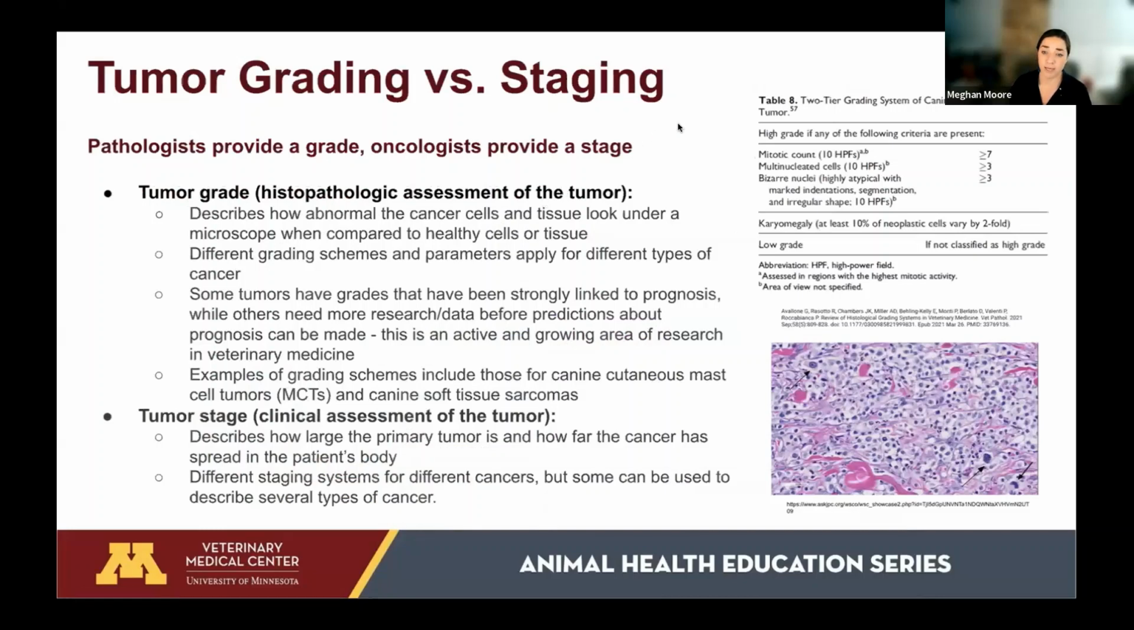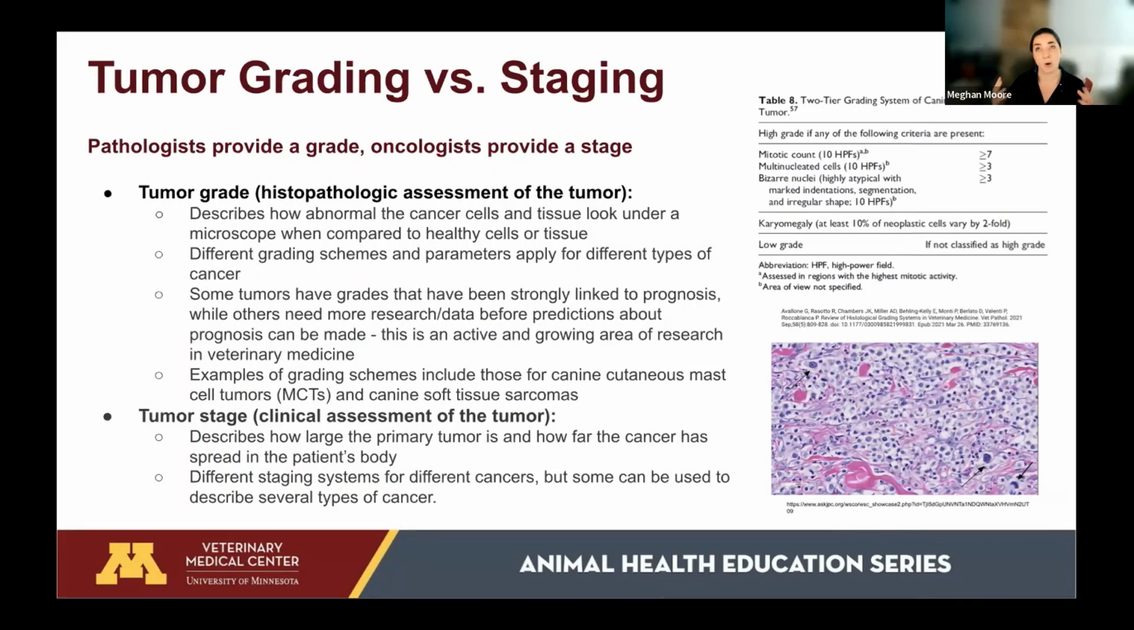So very briefly, if, unfortunately, your dog or cat or animal has been diagnosed with cancer previously, some particular types of cancer do have grading systems, so it might come with a grade. A common example of this in veterinary medicine are mast cell tumors, which tend to affect the skin, particularly in dogs. And those will come with a grade.